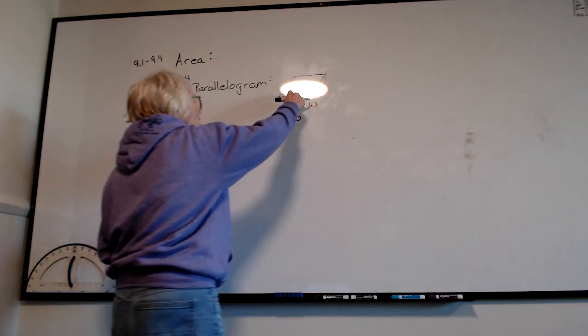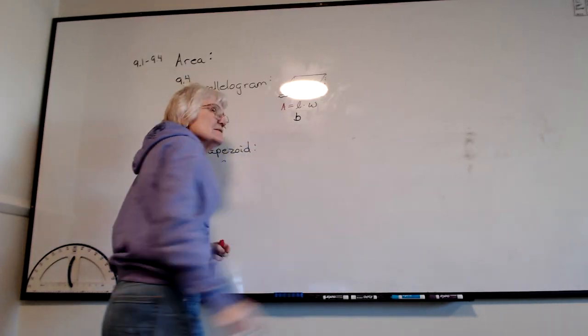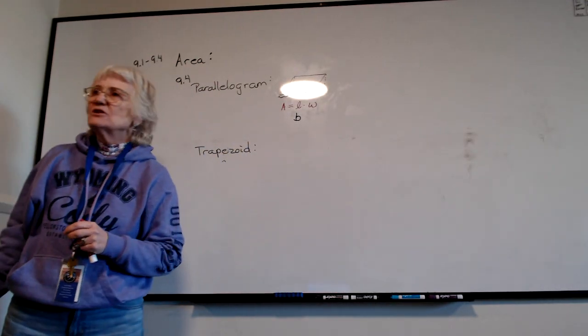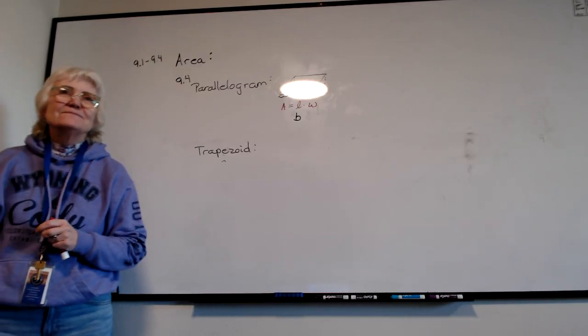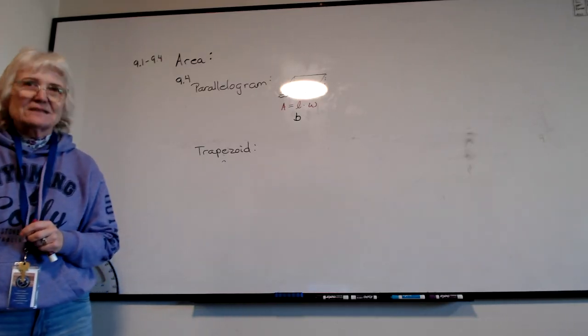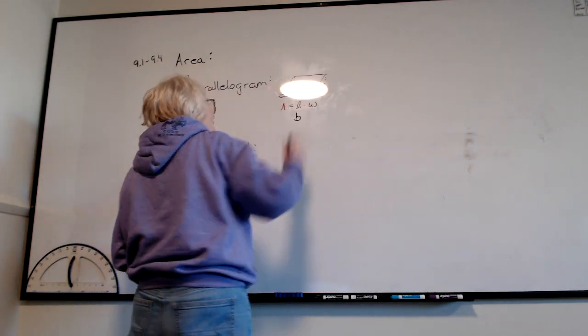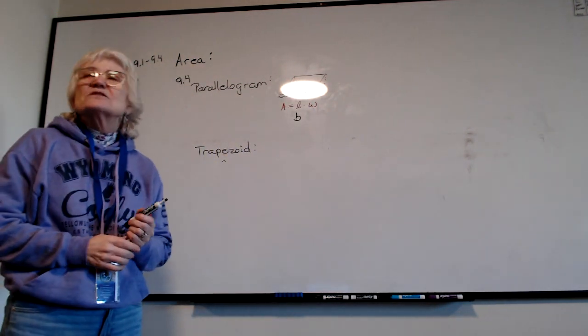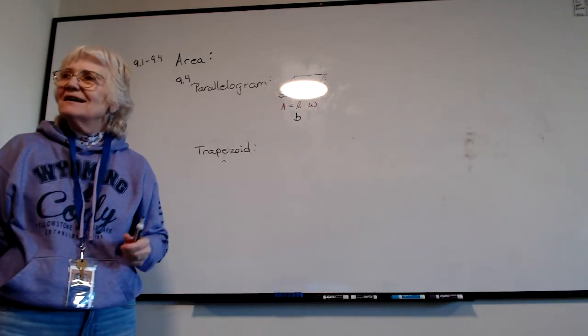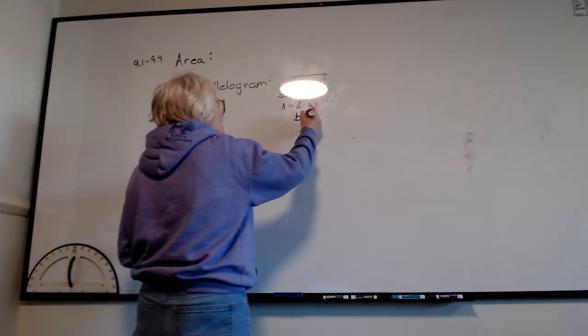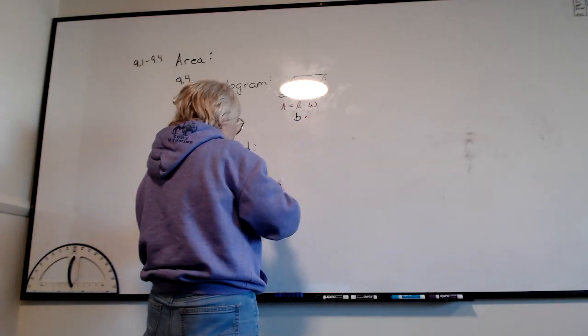This distance right here. What is that? What would you call it? Yes, the height. It's the height, because it forms a right angle right there. So it is the height of that. So it's really the base times the height.